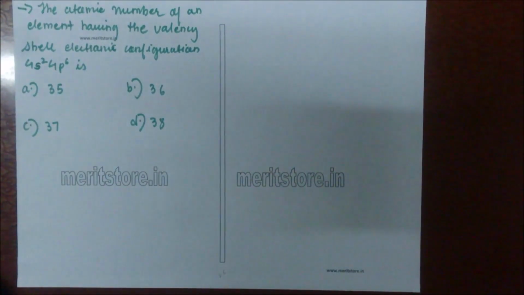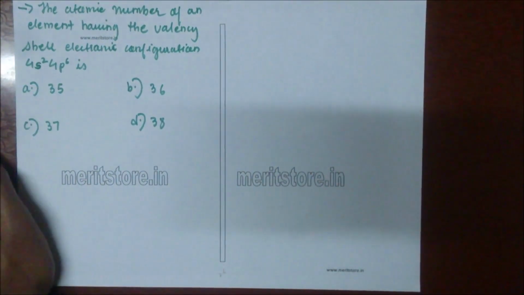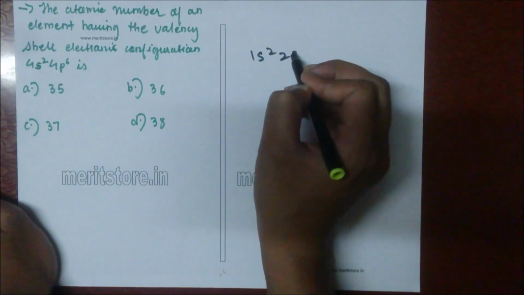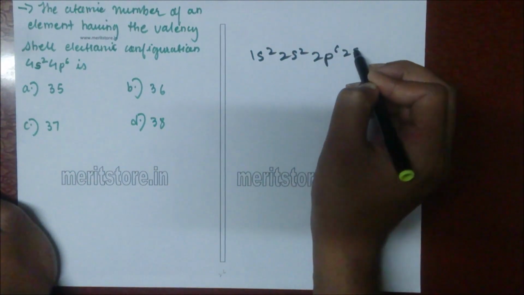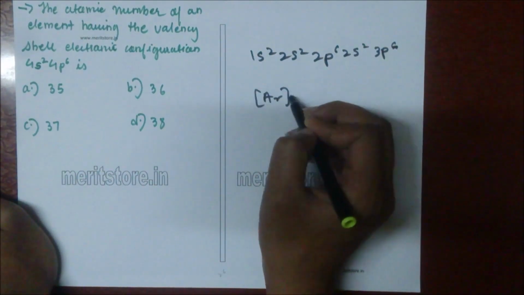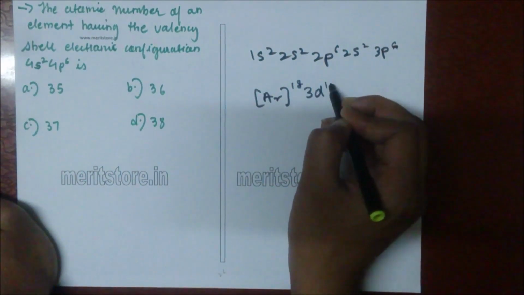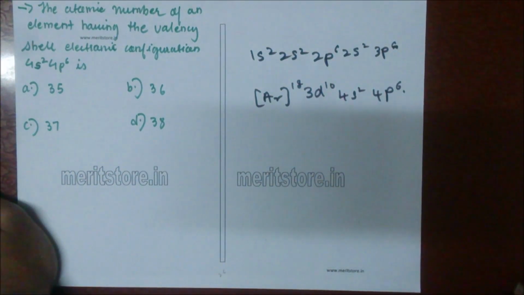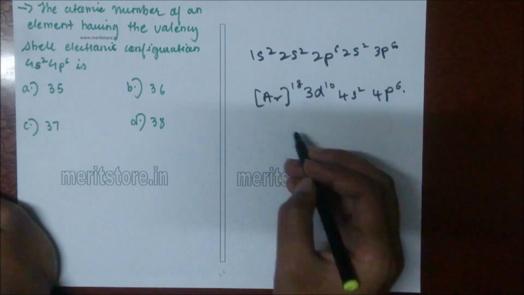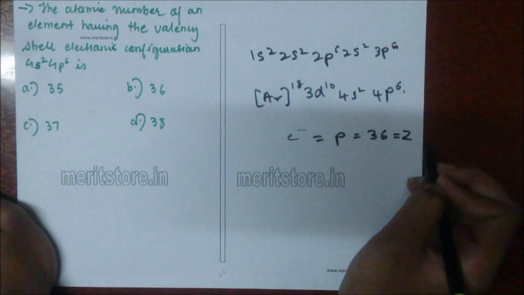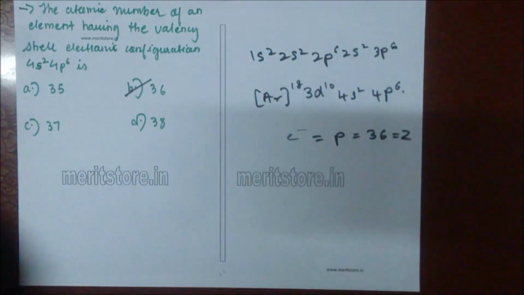The atomic number of an element having the valence shell electronic configuration as 4s2 4p6 is. The complete electronic configuration would be 1s2 2s2 2p6 3s2 3p6. This is the electronic configuration of argon having 18 electrons. Then comes 3d10 4s2 and 4p6 according to Aufbau's principle. Hence the number of electrons is equal to number of protons, which is equal to 36 as the atomic number. So option B is the correct answer.